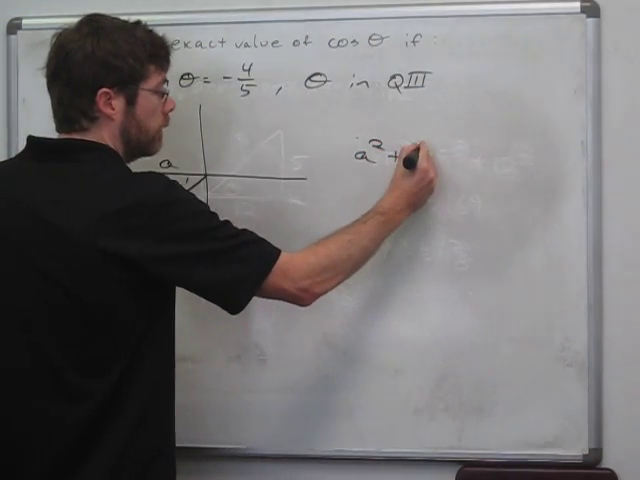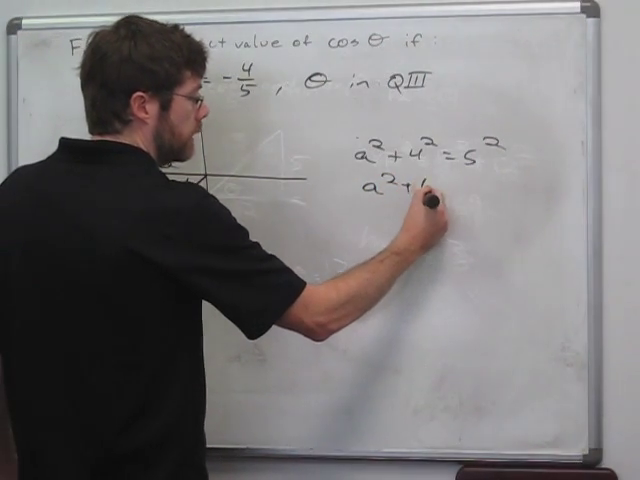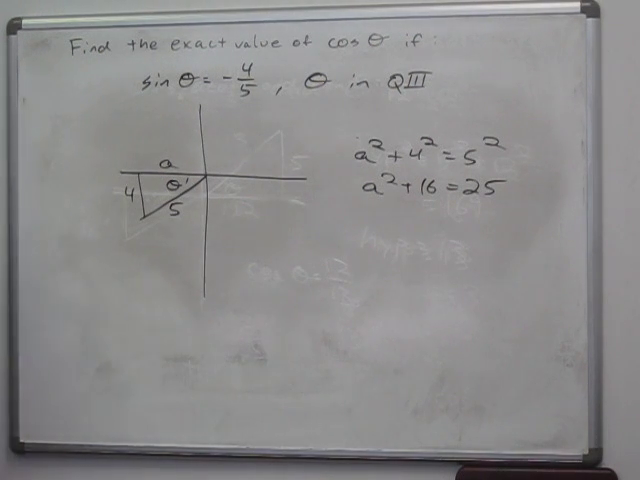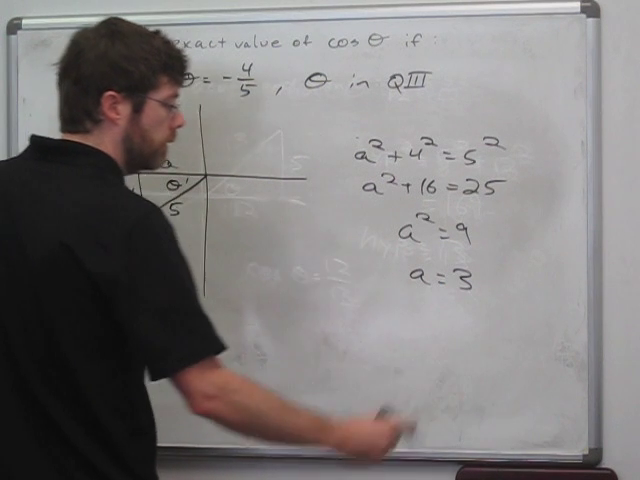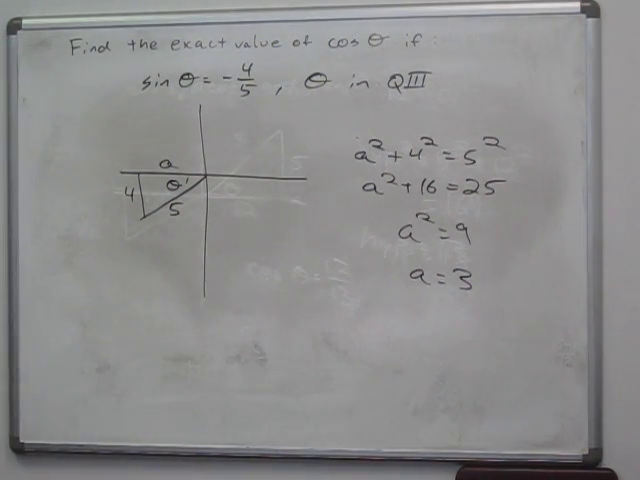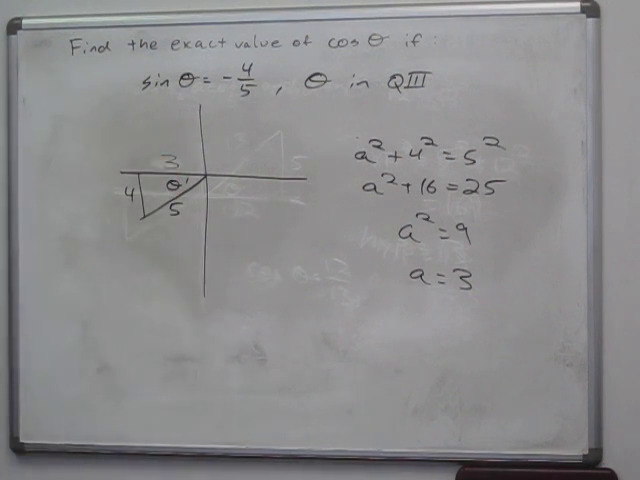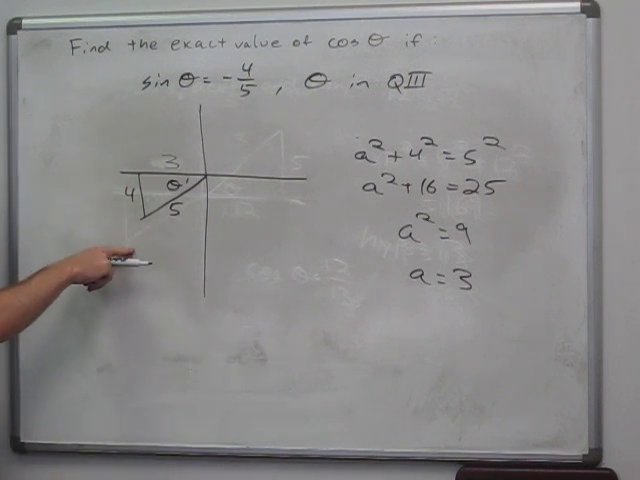A squared plus 4 squared is equal to 5 squared. So A squared plus 16 is 25, making A squared equal to 9. So A is the positive square root of 9, which is 3. So this reference triangle tells me everything I need to know in order to evaluate the cosine, or any trig function really. I just need to keep in mind what quadrant I am in the plane.